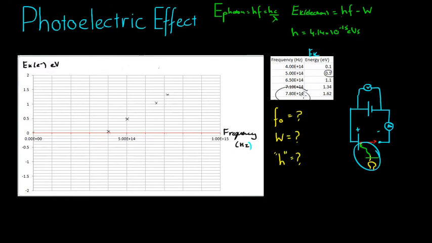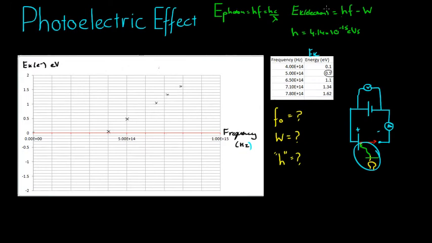Final data point, 7.8 times 10 to the 14 hertz light incoming upon that metal surface down below. And we have an electron ejected of 1.62 electron volts. So I'm going to mark that in. 7.8, 1.62, somewhere there. And we do get a straight line, which is what we wanted.